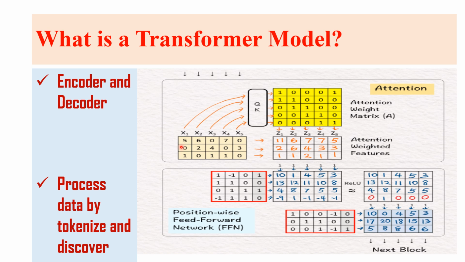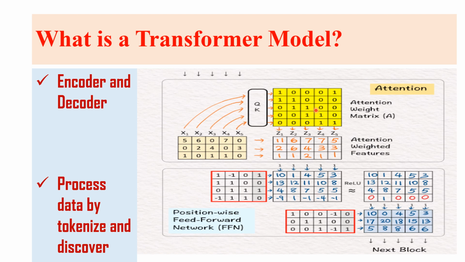Transformers work with a self-attention mechanism, which enables the models to learn more quickly than traditional methods like long short-term memory models. Self-attention allows the transformers to consider different parts of the sequences. The transformer has an encoder-decoder architecture and processes the data by tokenizing and discovering the relations. So this is, in short, the transformer architecture.